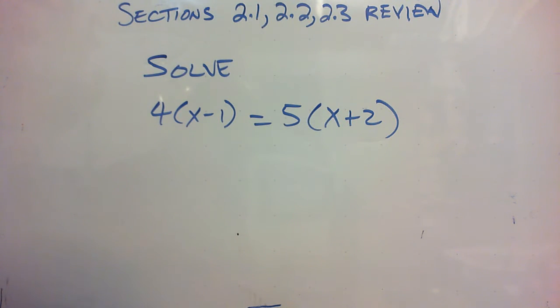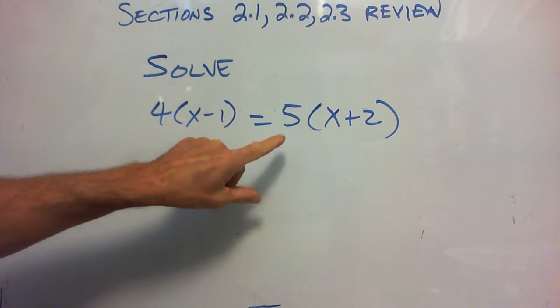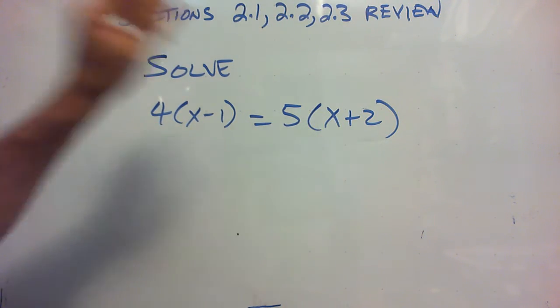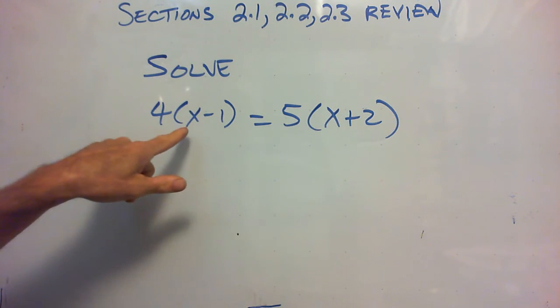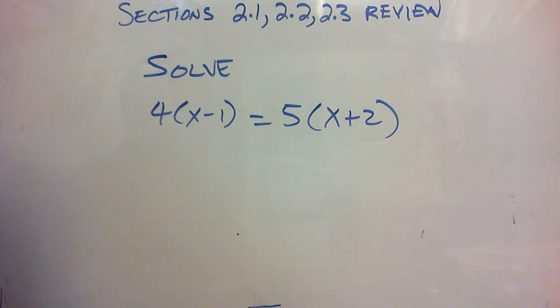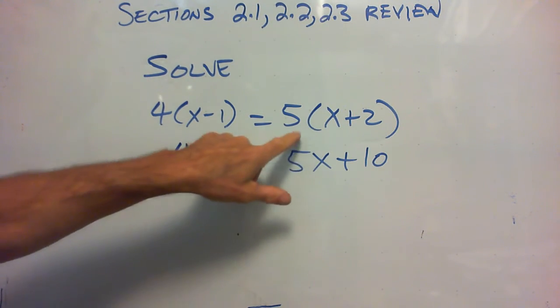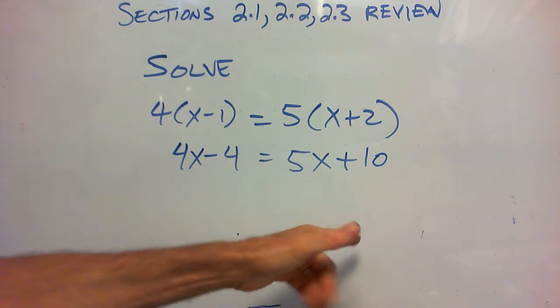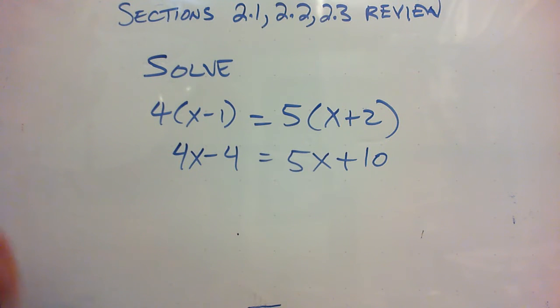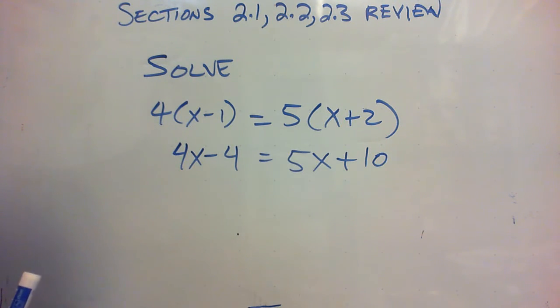Okay, in our next problem, we have to solve an equation by using the distributive property first. So we have to first multiply out both sides. So we distribute out and we get 4x minus 4 equals 5x plus 10. Now we just have to get the x's on one side and the numbers on the opposite side. And there are 2 different ways you can do this, but the easiest way here is subtract 4x on both sides.